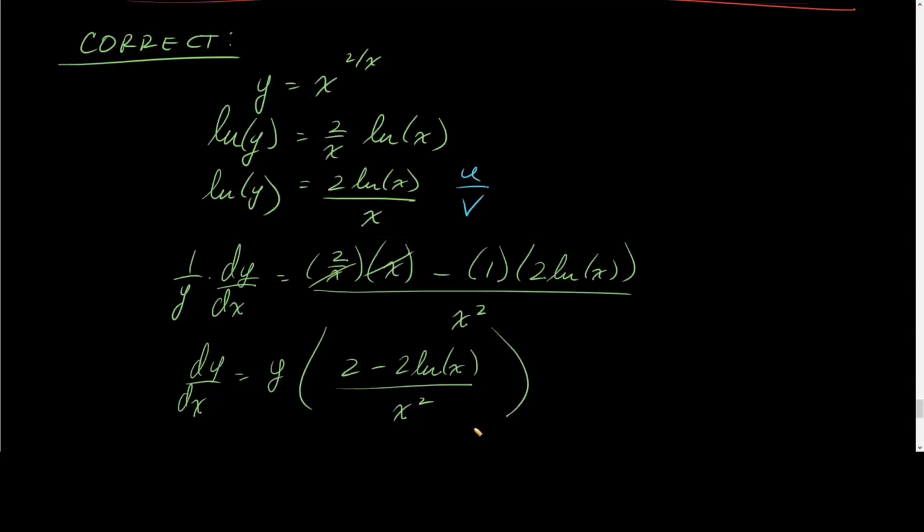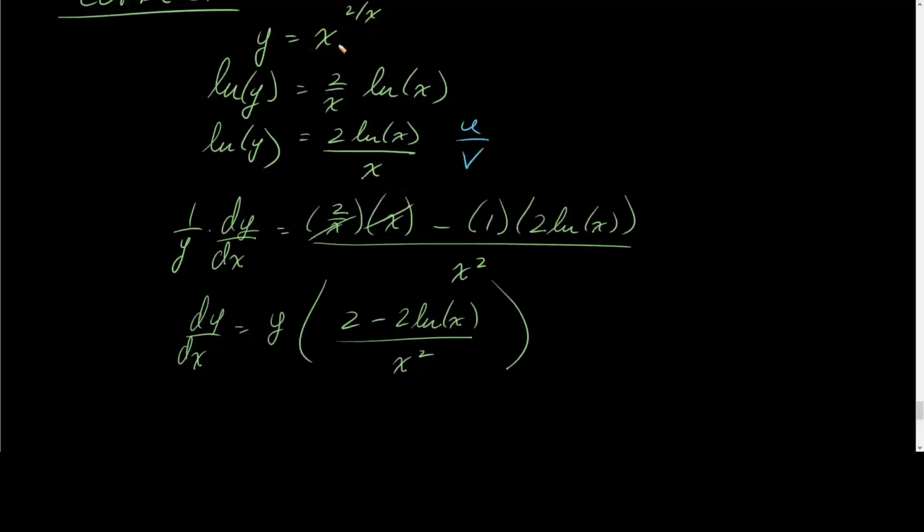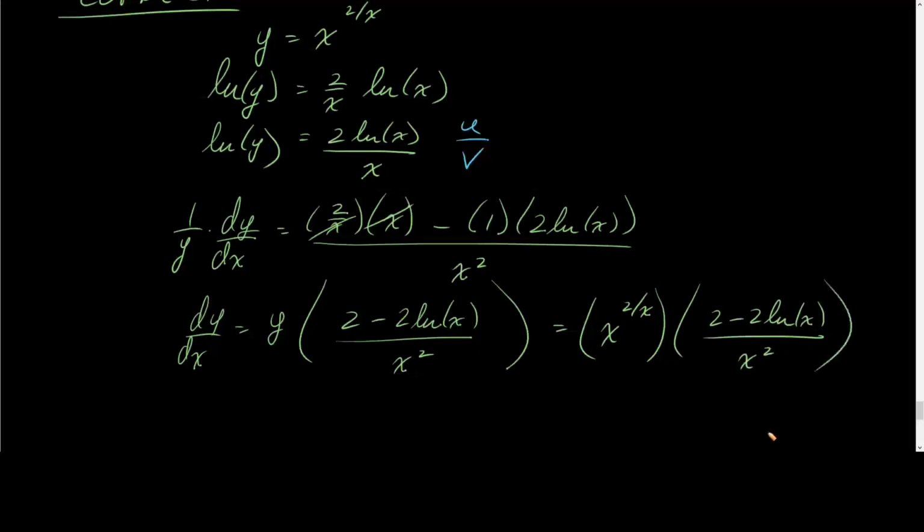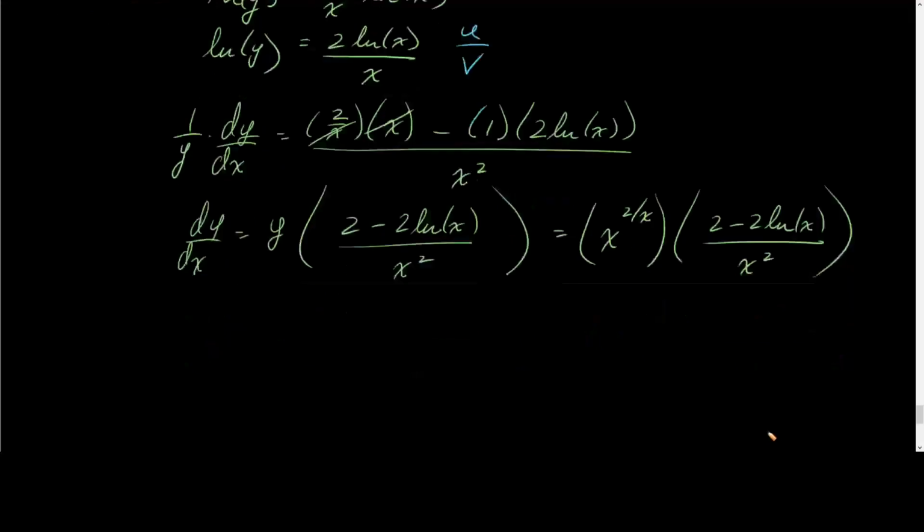But we had a value of y. Y was x to the 2 over x. So what we say here is this is really going to be equal to x to the 2 over x times 2 minus 2 ln of x over x squared. All right, and we could leave it at that. There's no reason to really go any further. That would be our final answer. Algebraically, yes, there's more things that we could do here, but there's no reason to go any further. All right, so that was I.